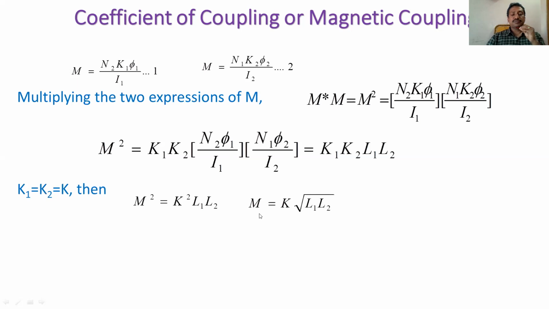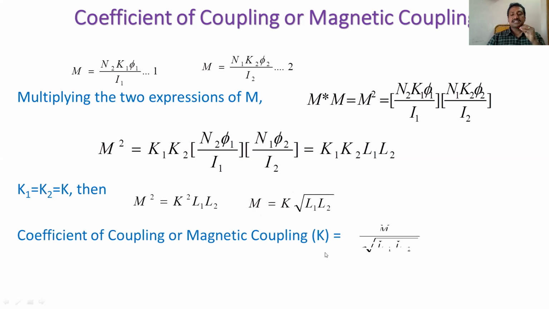The relationship between mutual inductance, coefficient of coupling and self-inductance is K = M by the square root of L1 L2. What is the coefficient of coupling? It is the ratio of the mutual inductance to the square root of the product of the two self-inductances. It is represented with the letter K and has no units. It lies between 0 and 1, but never exactly 0 and never exactly 1. It lies above 0 and less than 1.